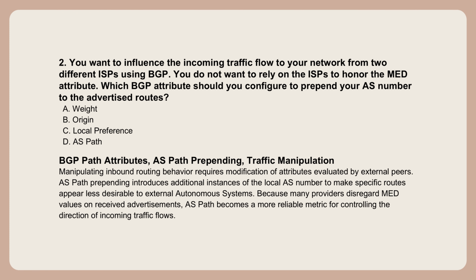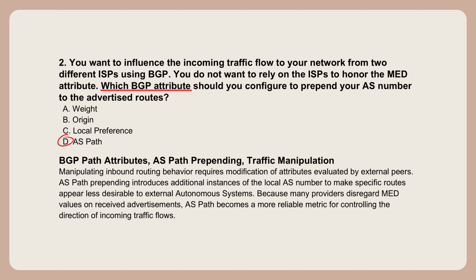Okay, let's shift gears a little bit. A really common real-world problem is influencing traffic that's coming into your network. Say you have two different upstream ISPs, but they are ignoring your BGP MED attribute, which happens all the time. How do you tell the rest of the world, send your traffic through this link, not that one? Right, you can't rely on them to do you any favors. You have to use an attribute that is globally accepted, and that is the AS path. The solution is something called AS path prepending.